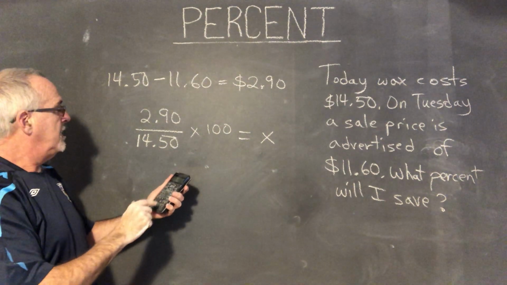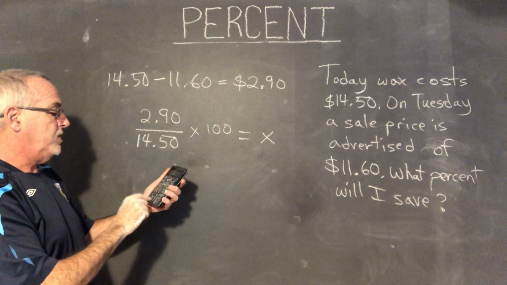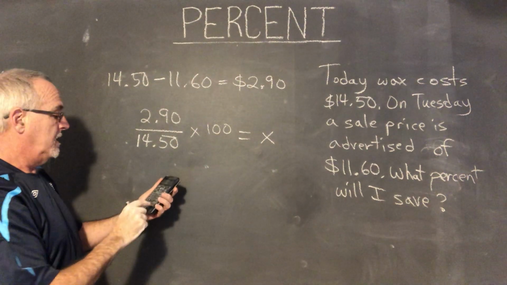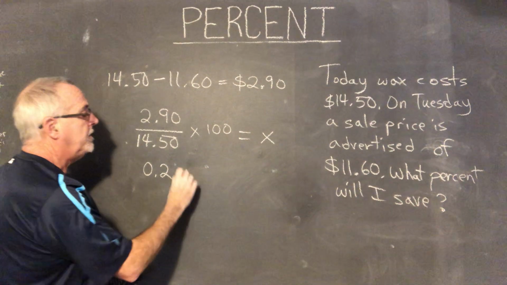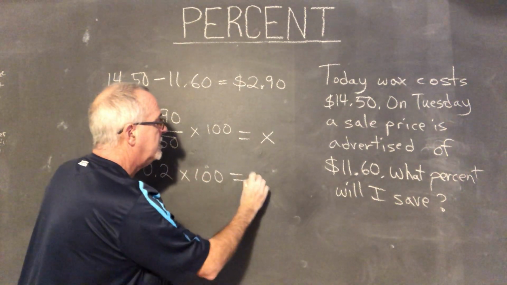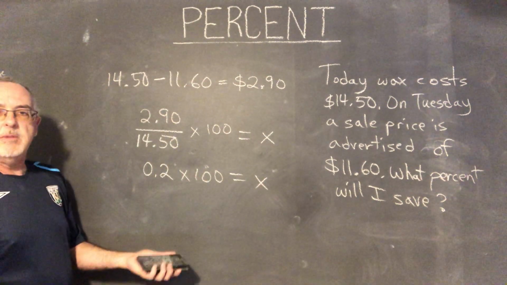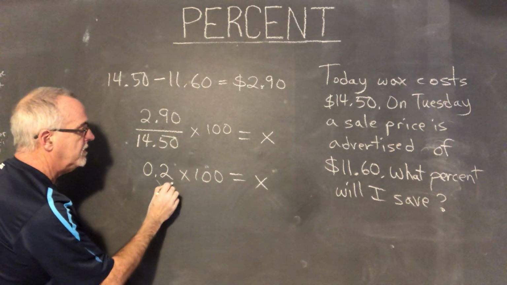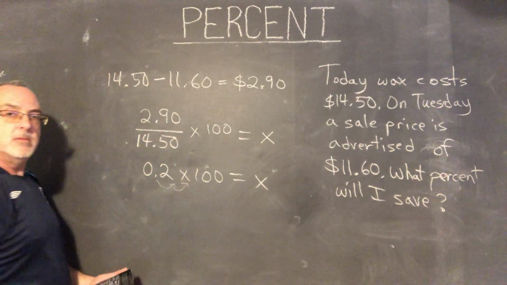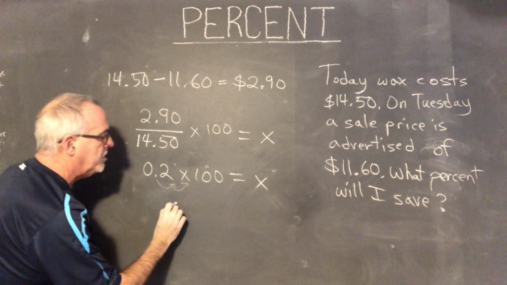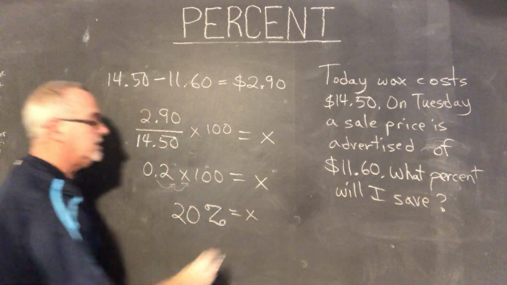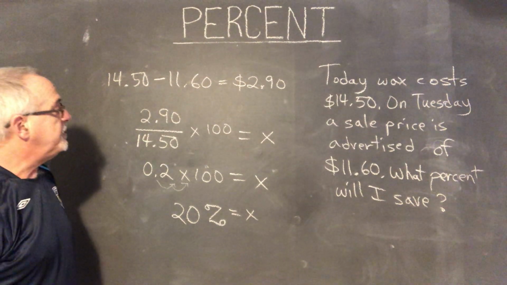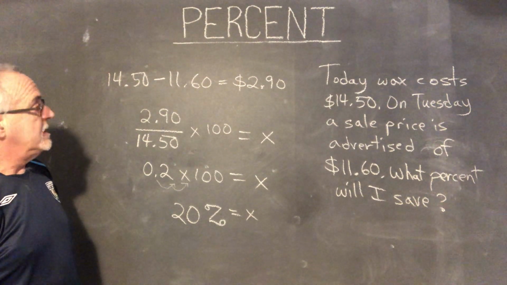2.9 divided by 14.50 equals 0.2. But I have to multiply that by 100, so that's going to give me 20%, isn't it? We can sort of jump the decimal two places in our mind. Yeah, it's going to be 20%. But remember to write the percent symbol, because the answer isn't 20, the answer is 20%. Okay, so I can do that.